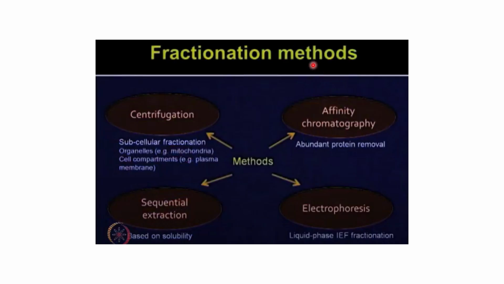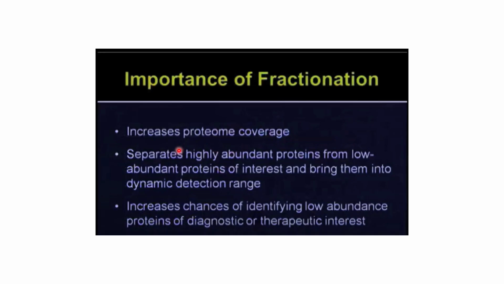So in terms of fractionation, these are different methods. You can purify it using affinity chromatography. You can centrifuge it, whatever subcellular organelles will get pelleted down, and in the supernatant you will just have proteins. Or sequential extraction can also be done based on solubility. If you have heard about ammonium sulfate precipitation, you can do that for concentrating the protein of interest. You can do electrophoresis. So these are different ways of fractionation of the protein.